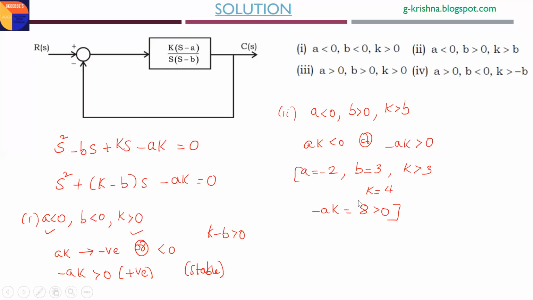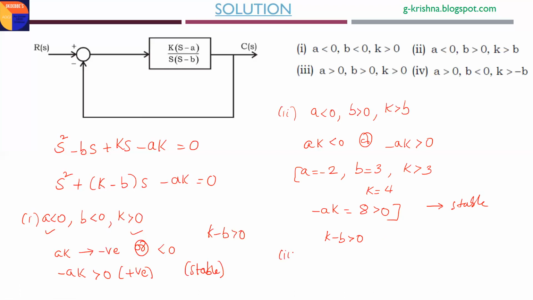So the s power 0 coefficient is positive. K greater than B means obviously K minus B will be greater than 0. That is, the s power 1 coefficient is also positive. The s square coefficient, which is 1, is already positive. Therefore all the coefficients are positive in a second order characteristic equation, which means both roots lie in the LHP and the closed loop system is again stable. Therefore the second statement is also correct.